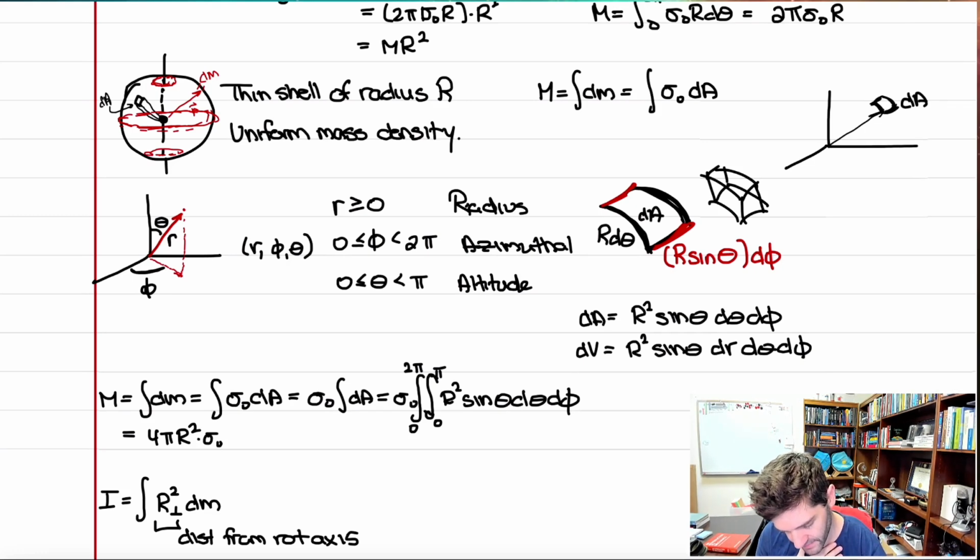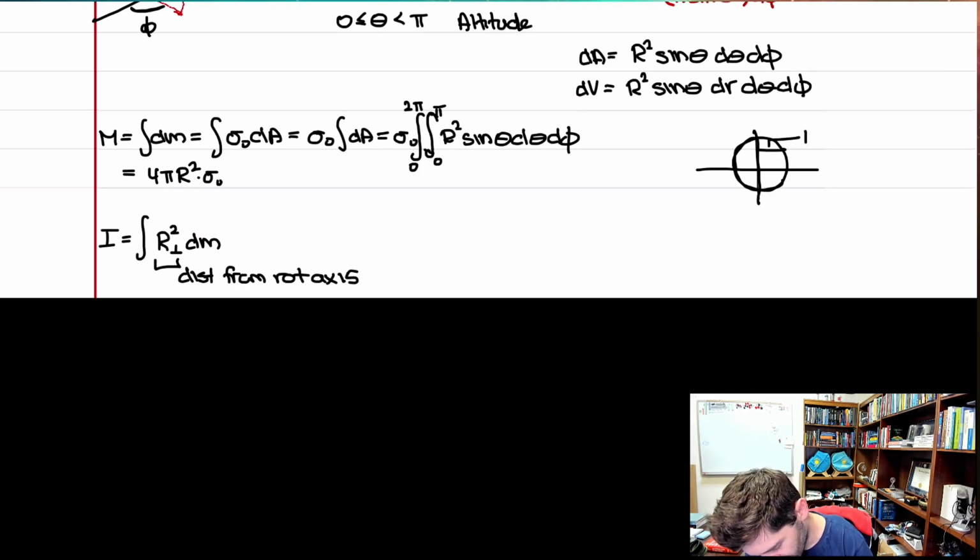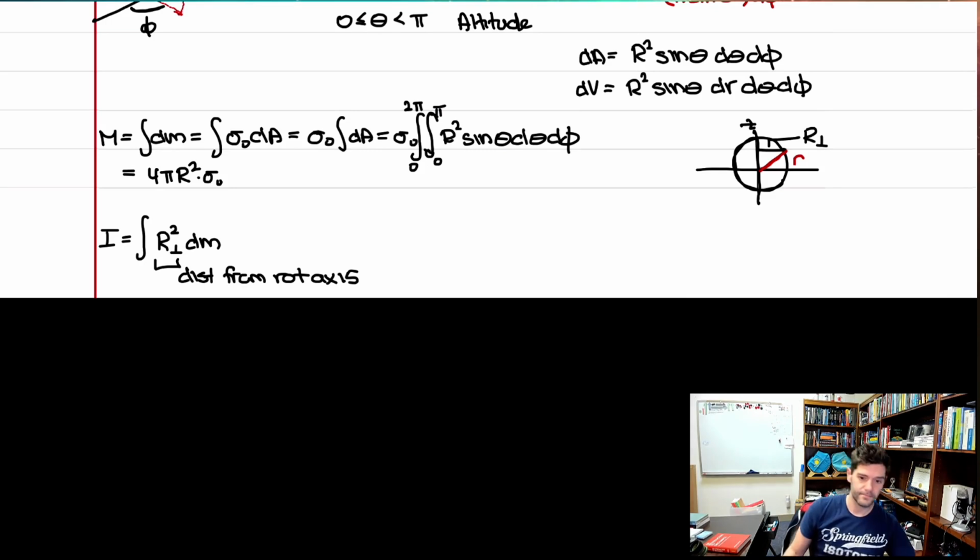And so what is that relationship? Well, it's not too bad, because I could take a cross section. You can imagine slicing the shell in half. So then you just have a circle here. And this right here then is r perpendicular, if this is the z-axis. But then this position here is r, and it is located at some angle theta from z, whatever that altitude is.